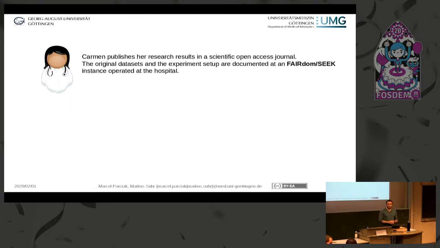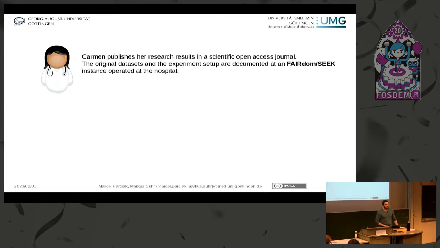Let's say Carmen had a research hypothesis, specified that, did her research, and was able to either approve or reject the hypothesis. She writes up a paper and everything is nice, everything is clean. And she submits this paper to an open access journal. What we'd like to see is that she opens up her data as well. So in the spirit of open research, open data, she should publish the data somewhere.